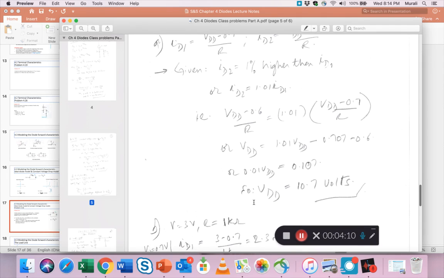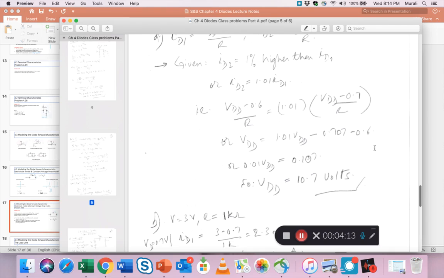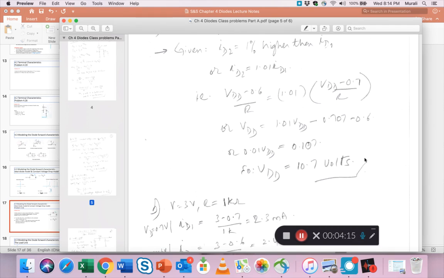Now if you simplify this, you come up with VDD of 10.7 volts. So if he picks 10.7 volts, then regardless of which one he picks for the VD voltage, either 0.6 in the model or 0.7, his error in the current is not more than 1%. So that was part A.